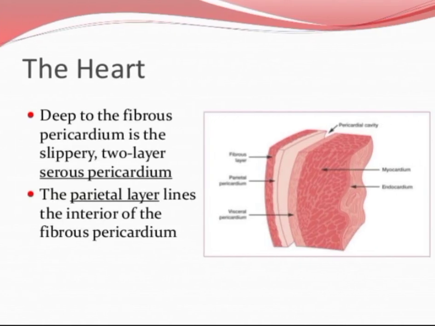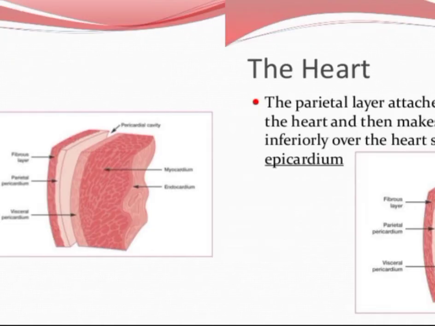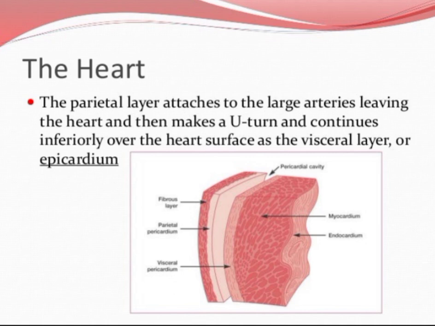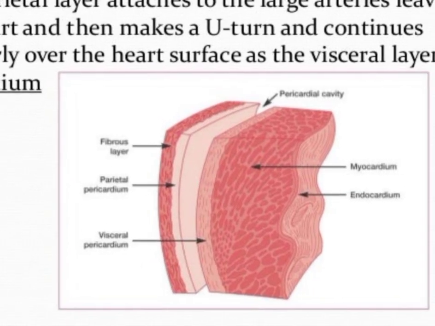Deep to the fibrous pericardium is the slippery two-layer serous pericardium, the parietal layer that lines the interior of the fibrous pericardium. We can easily understand this by looking at the diagram displayed on the screen. The parietal layer attaches to the large arteries leaving the heart, then makes a U-turn and continues inferiorly over the heart surface as the visceral layer, or epicardium. Okay, let me zoom the diagram. Yeah, now we can understand the layers of the heart.